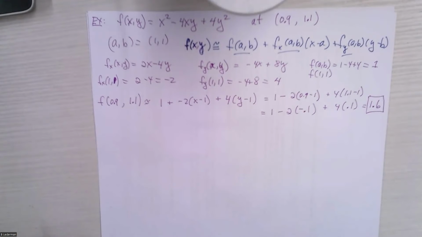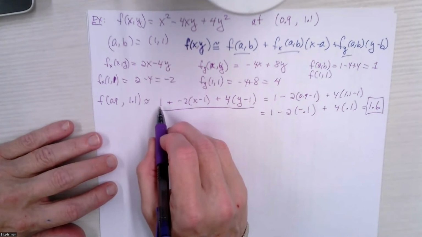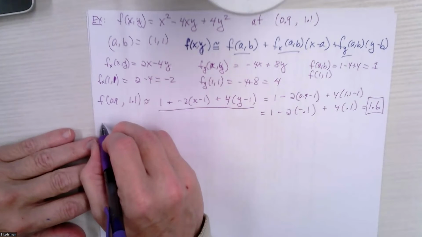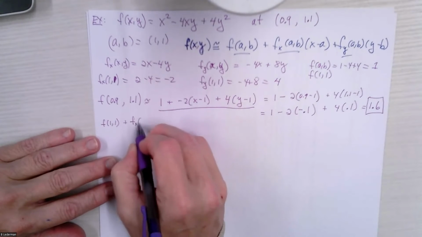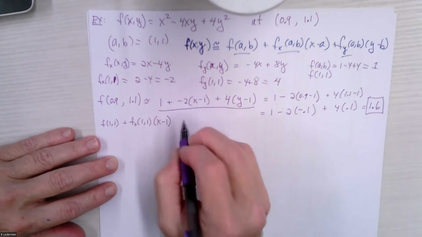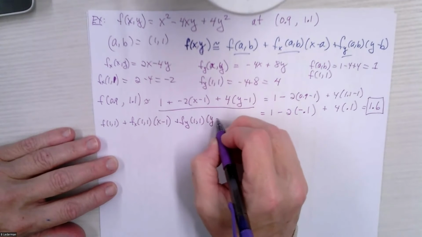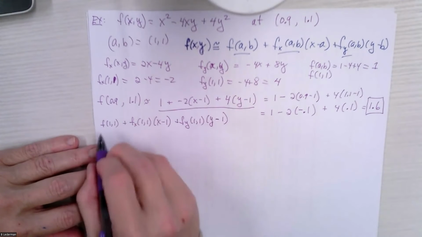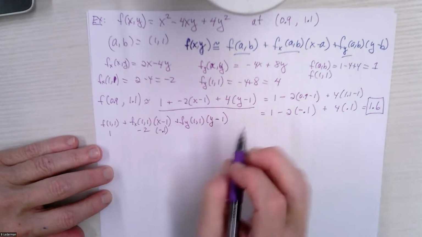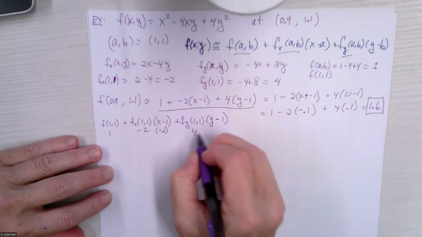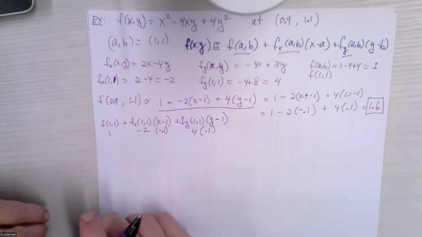So we use calculus. Now, by the way, I just want to say, where does this part right here come from? So 1 is f of 1 comma 1, plus fx of 1 comma 1 times x minus 1, plus fy of 1 comma 1 times y minus 1. And again, that was 1, that was negative 2, that was negative 0.1, that was 4, that was positive 0.1. And again, the final answer was 1.6. And that's pretty cool and awesome.